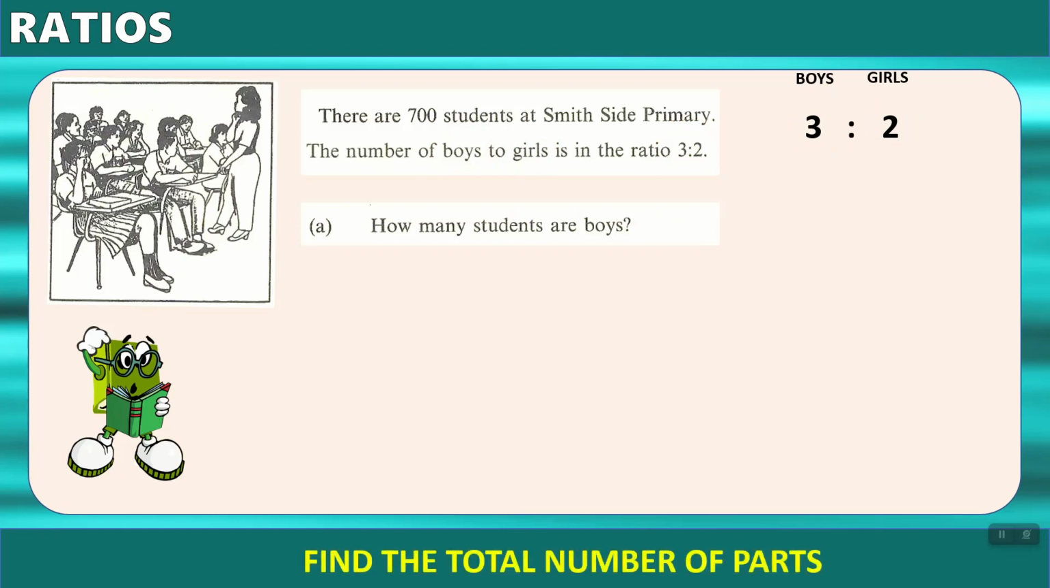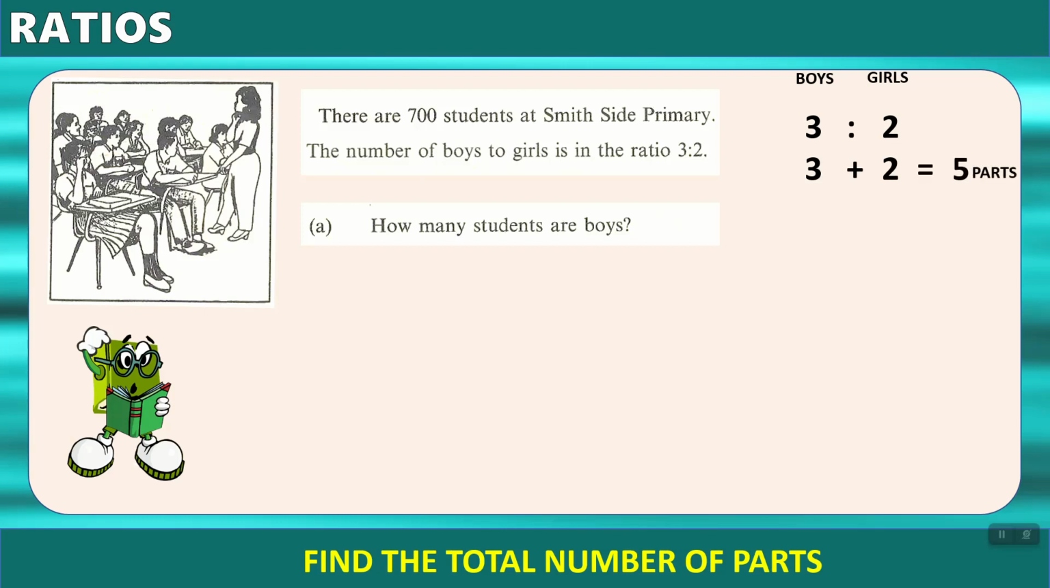Well, the first thing we need to do is to find the total number of parts in the ratio. We know the ratio is 3 parts boys, 2 parts girls. What is the total number of parts? We just simply add them together. So 3 plus 2 is 5. We have 5 parts altogether.